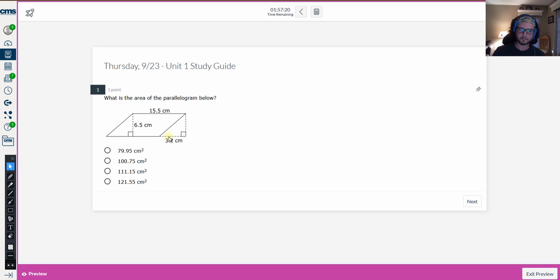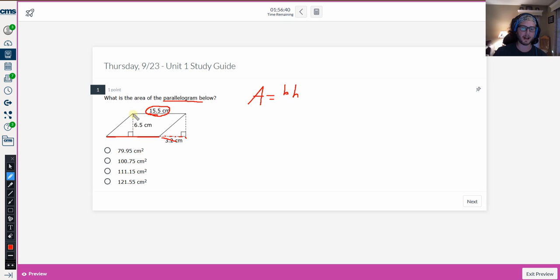Now we'll get started. For number one, this is asking what is the area of the parallelogram below? So here we have a parallelogram, and for a parallelogram, all we need is the formula area equals the base times the height. So we just need a base and height. So the base would match this line, which it looks like the base we're going to use 15.5. And for the height, we want to be looking for these right triangle symbols. Now, this 3.2, this is just kind of following a dotted line. That's not part of the shape. We don't need the 3.2 there.